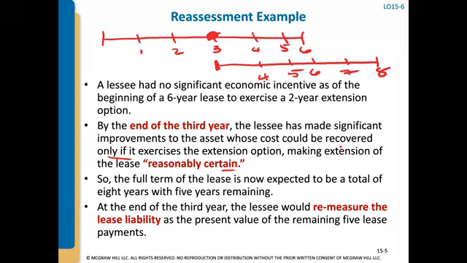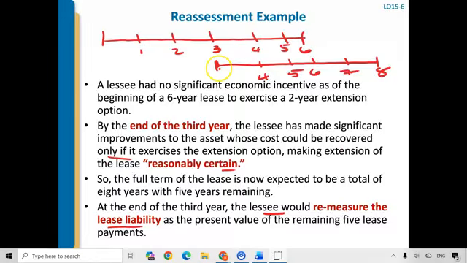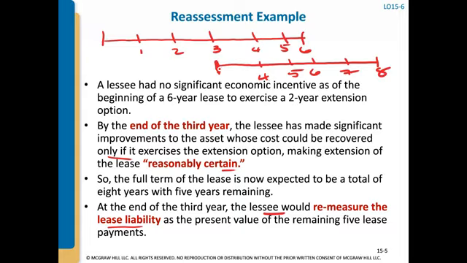And at this point in time, at the end of the third year, this is really messy, but at the end of the third year, the lessee will need to remeasure their lease liability at the present value of the remaining 5 lease payments. So at the end of the third year, the lease liability is going to have a specific carrying value or outstanding balance.